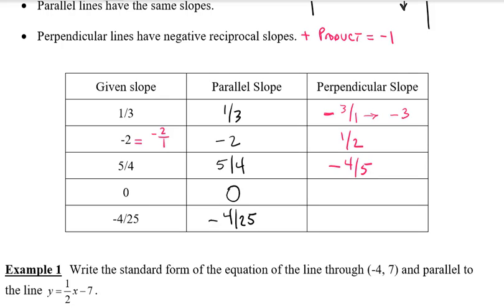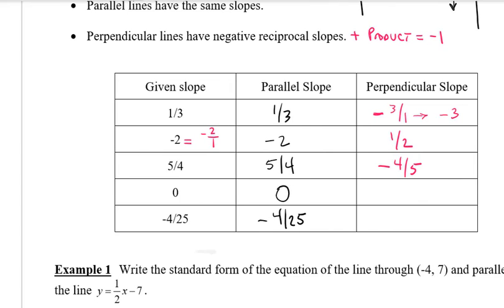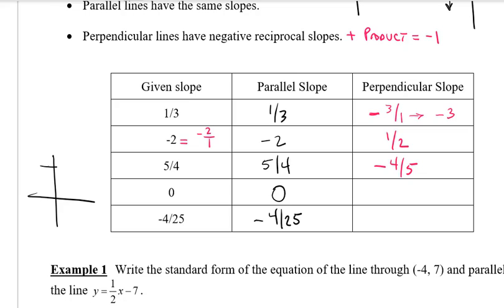Now here's one that's a little tricky. You've got to be careful. If I have a given slope of 0, let's think about this graphically for a second. A nice little horizontal line, because we know that slope is 0. If I want something perpendicular, it's going to have to be a vertical line. We know all vertical lines have an equation of x equals some number, and the slope of any vertical line is undefined. So the perpendicular slope, if you're given a slope of 0, would be undefined.